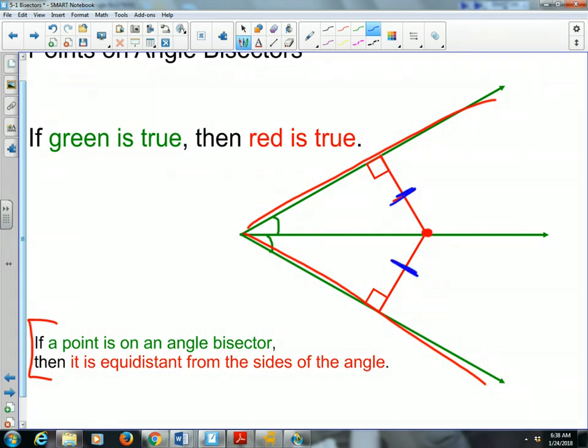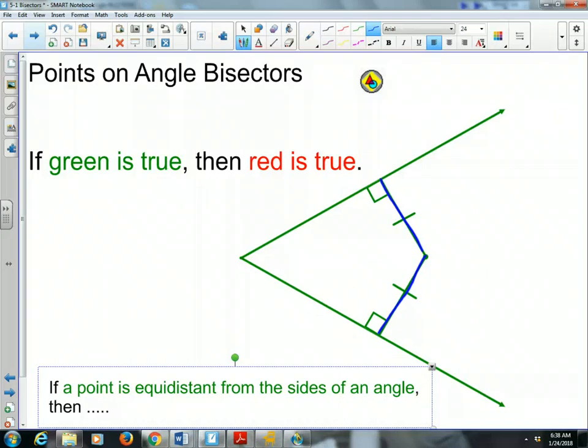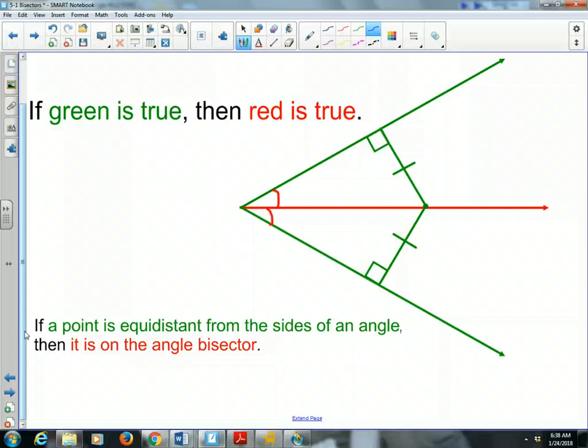And then the last property is the converse. So once again, if this distance and this distance are equal, if that point is an equal distance from the sides of the angle, then it is on the angle bisector. This would cut the angle in half. And that's what this next property says. If a point is equidistant from the sides of the angle, then it is on the angle bisector.